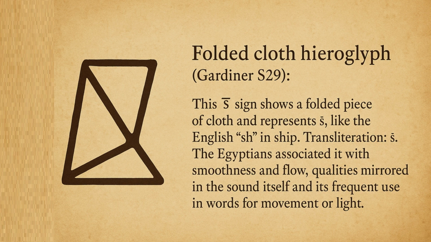23. Folded cloth hieroglyph, Gardiner S29. This sign shows a folded piece of cloth and represents sh, like the English sh in ship. Transliteration, sh. The Egyptians associated it with smoothness and flow, qualities mirrored in the sound itself and its frequent use in words for movement or light.